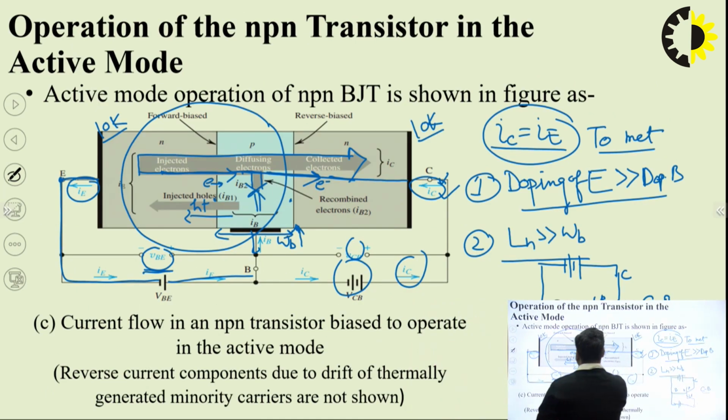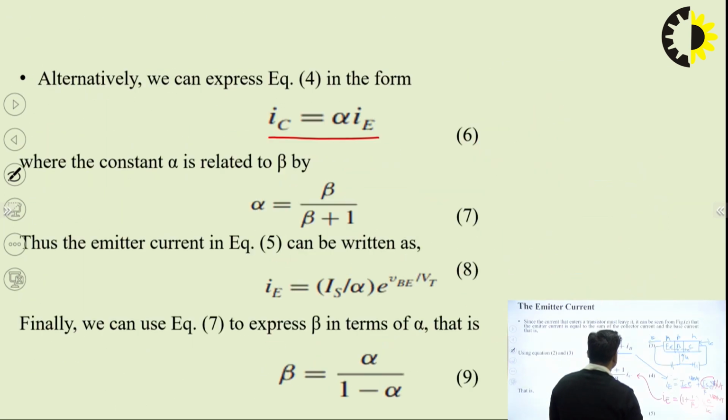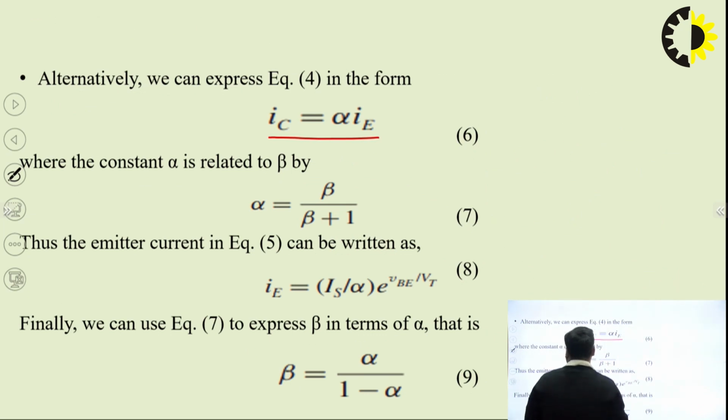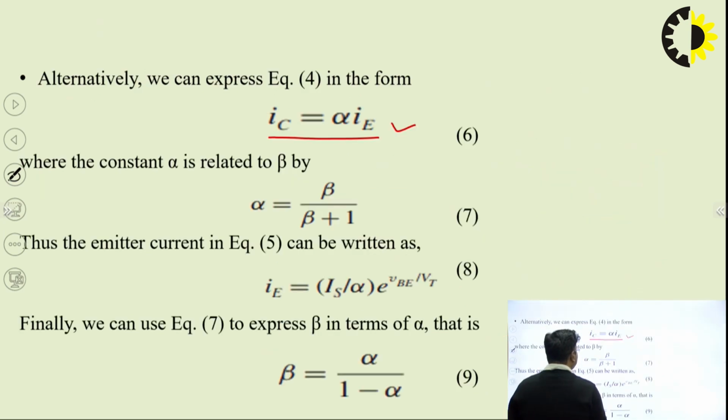IC depends upon the number of electrons injected from the emitter. Basically this is emitter current. So IC depends upon emitter current. How much emitter current, how many electrons injected, will decide the IC. So IC will be equal to alpha IE. So by equation number 6 and equation number 5, we have 1 upon alpha is equal to beta plus 1 upon beta.